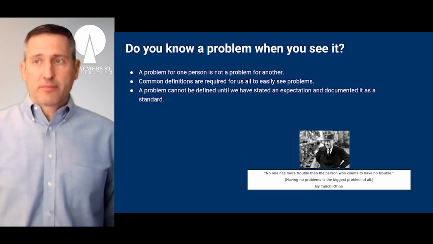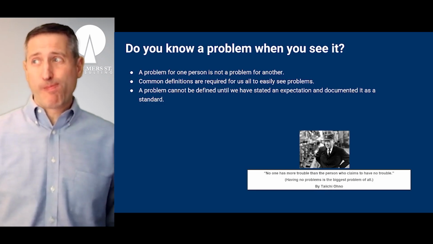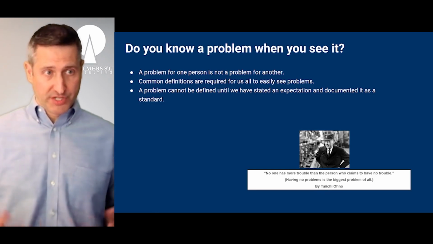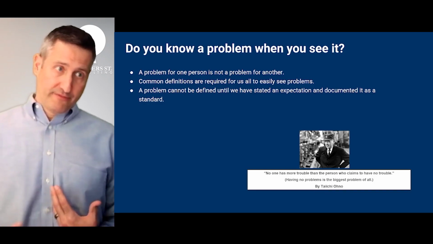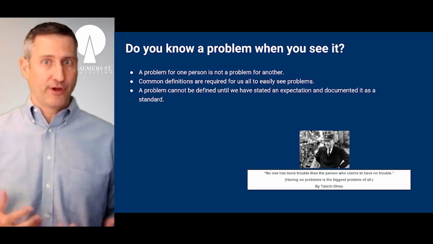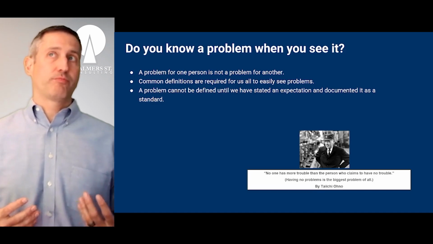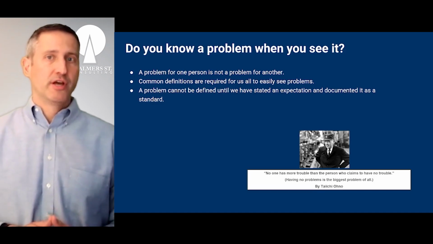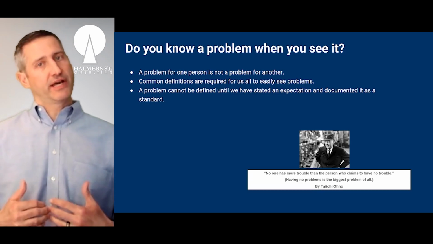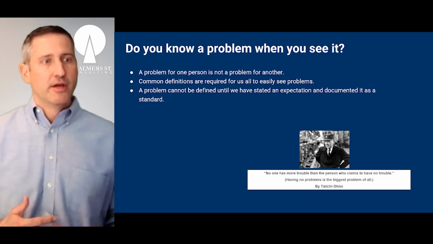What do we need to think about first when we're writing a problem statement? First of all, is this a problem for me or is it a problem for everybody? There's a difference. Something that might be a problem for you might not be a problem for someone else. And that's where we run aground oftentimes when we're trying to solve problems: we haven't effectively established that this is a problem and you should care about it. We need a common definition so that it's easy for other people to see problems.